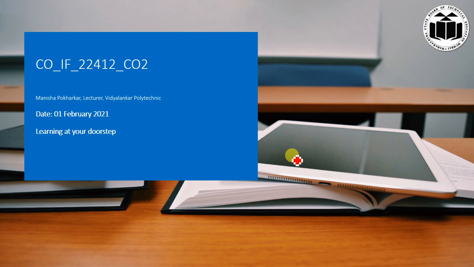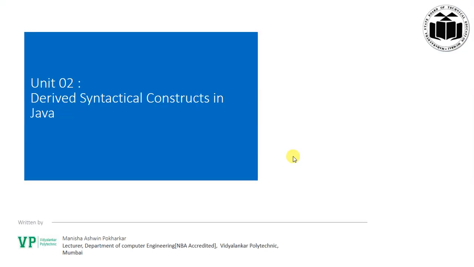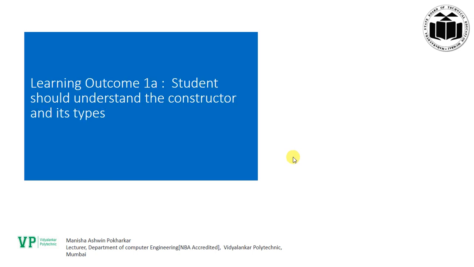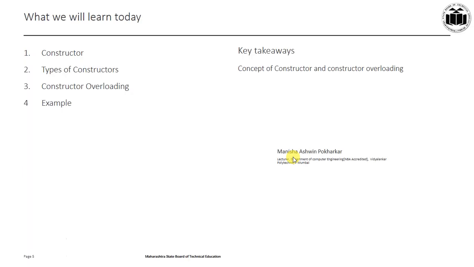We are going to learn the subject Java programming. We will see unit number 2, that is derive syntactical constructs in Java. Unit outcome 1 is use constructors for given programming problem. Learning outcome is students should understand the constructor and its types.